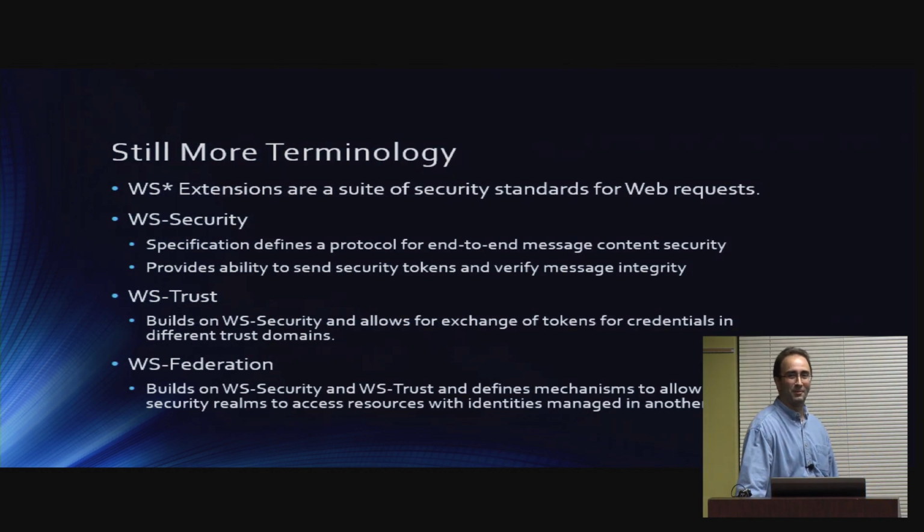Still a little bit more terminology. I'm going to overdo it a little bit here, but these things are pretty important for us to understand when we start looking at code and some other things going forward. The WS extensions are a suite of security standards for web requests. Whenever you're reading about claims-based identity, you're going to see these things mentioned a lot. WS-Security is a specification that defines a protocol for end-to-end message content security. It provides the ability to send security tokens and verify message integrity. It's really the base extension for all of the others.